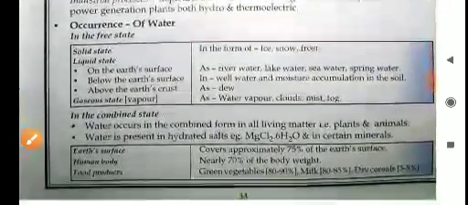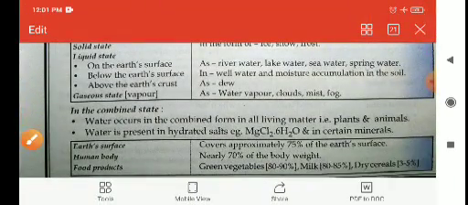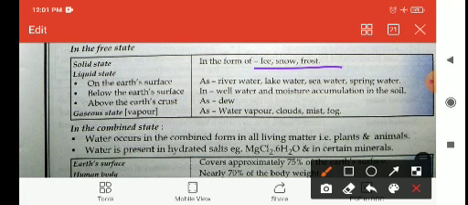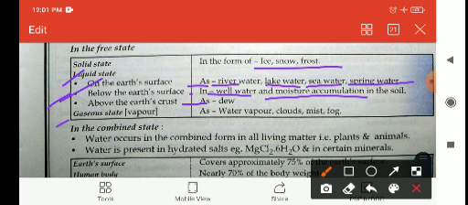Occurrence of water. In the free state, solid-state water is in the form of ice, snow, and frost. In the liquid state, on the earth's surface, it is river water, lake water, sea water, spring water, etc. Below the earth's surface, it is well water and moisture accumulated in the soil. Above the earth's surface, it is in the form of dew, and the gaseous state of water, water vapor, and cloud, mist, fog, etc. are some gaseous states of water which exist in our environment.